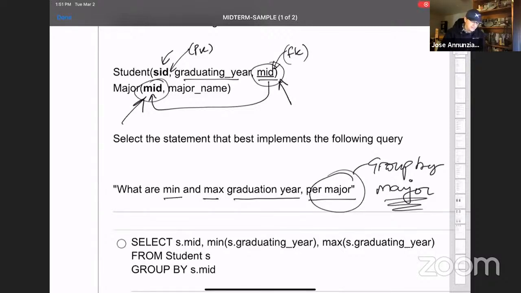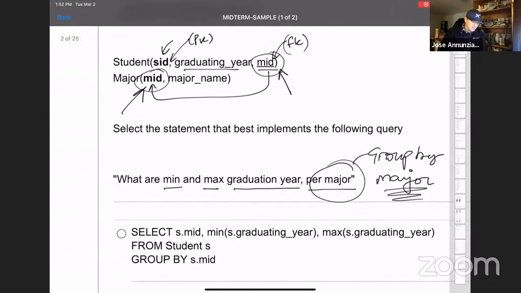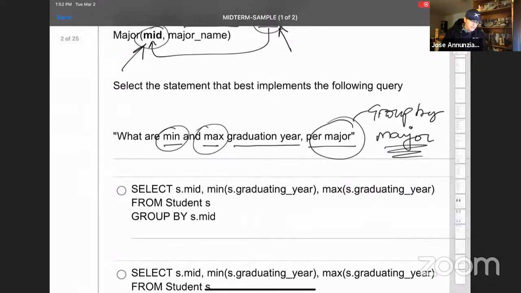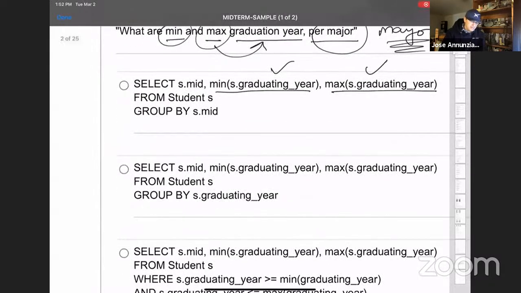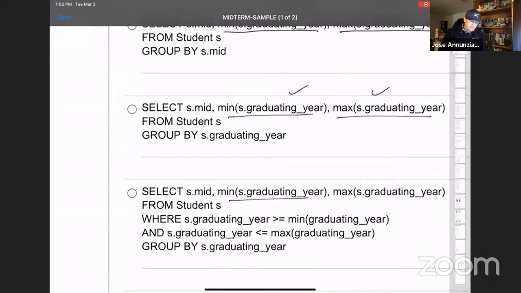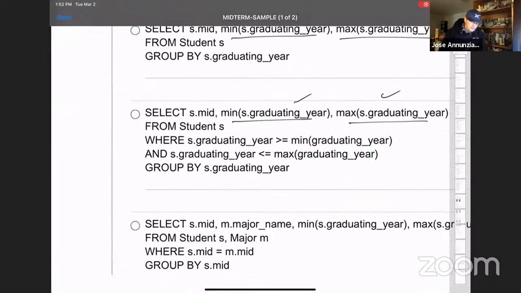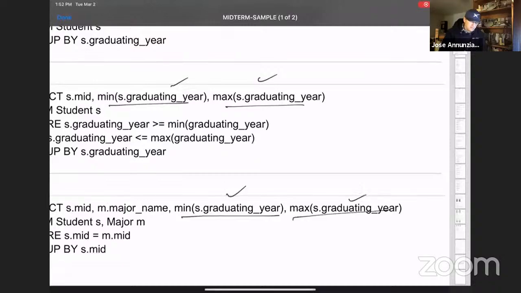So let's see what we're trying to do here. Also notice that we have min and max. Those are very well known aggregation functions when you are grouping table rows, and it's the min and max on the graduation year. So it looks like all our options have the min and max graduation year, so that's good. How about this one? That's this one as well. Okay, so they all seem to be correct on all these accounts, so that doesn't help us much.